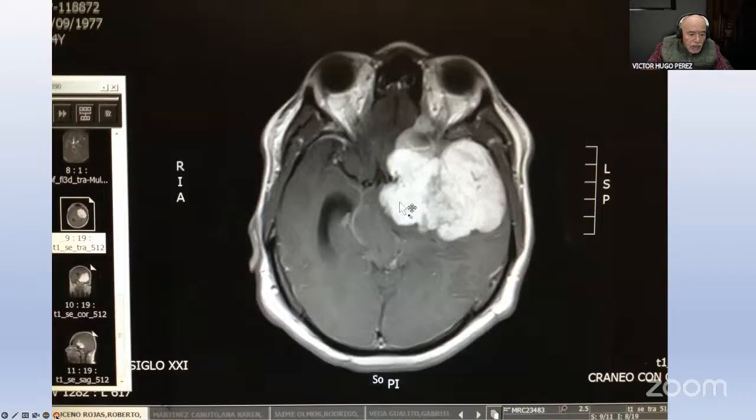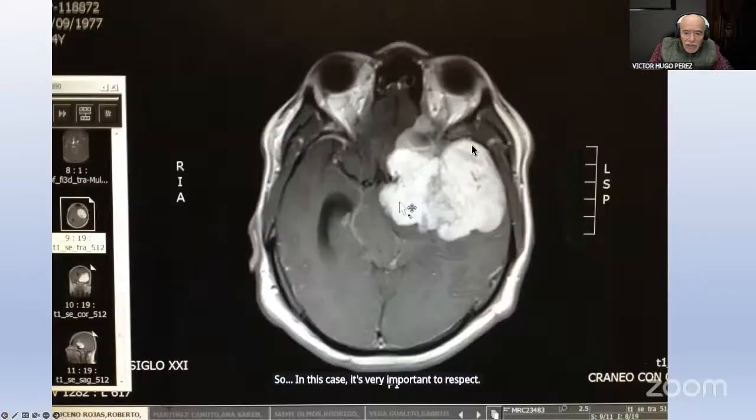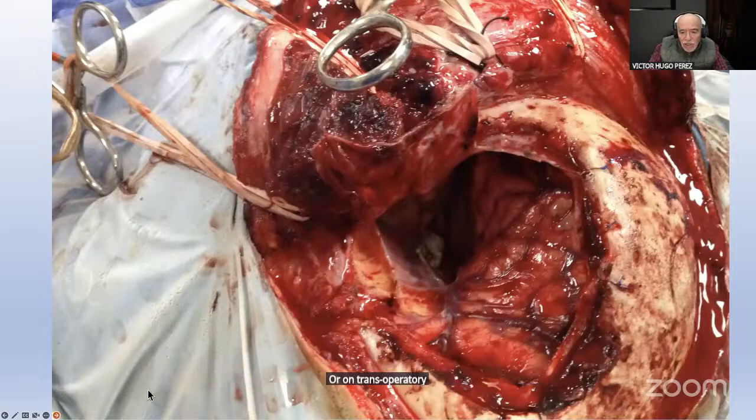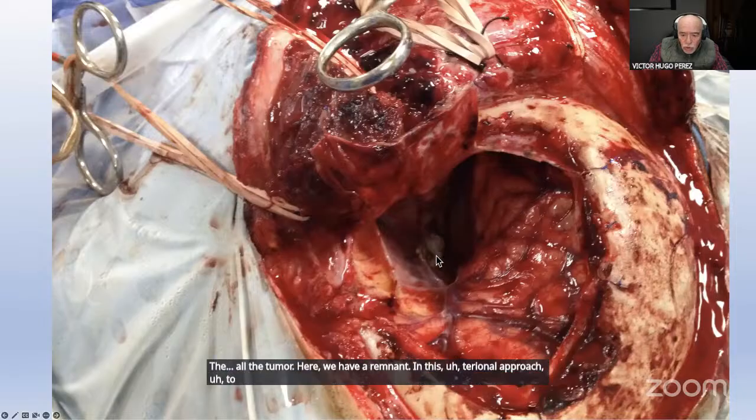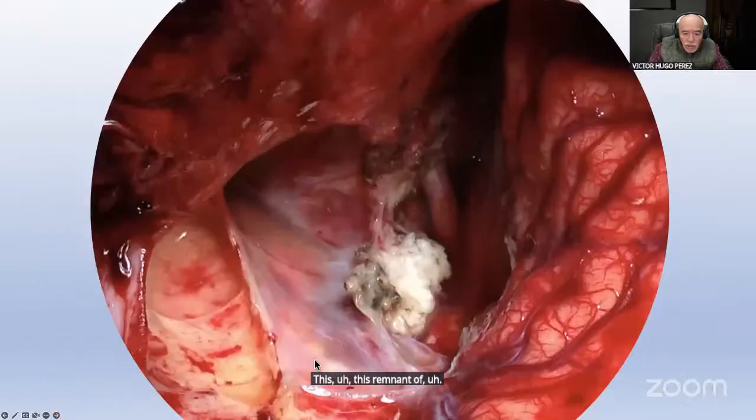In this case, it's very important to respect the vessels that are surrounding this giant meningioma, for avoiding an infarct or a transoperative hemorrhage. In this surgery, I resected all the tumor. Here we have a remnant in this pterional approach to go for this tumor. So this is a very small tumor. I resected all, and also this remnant of the tumor.